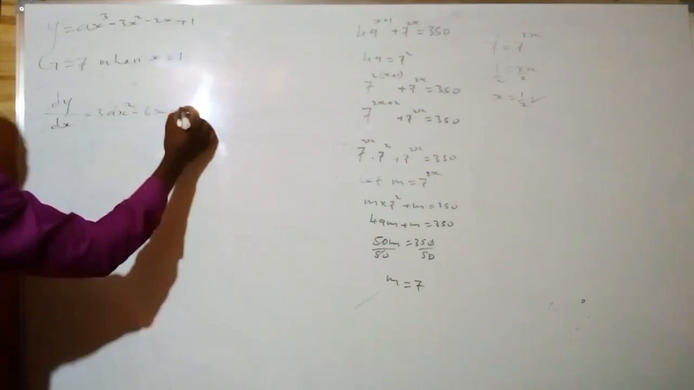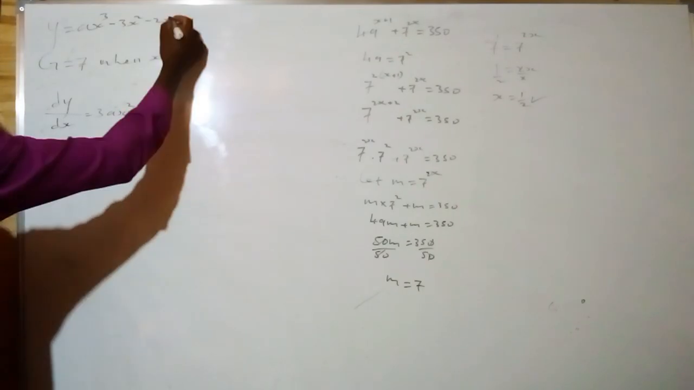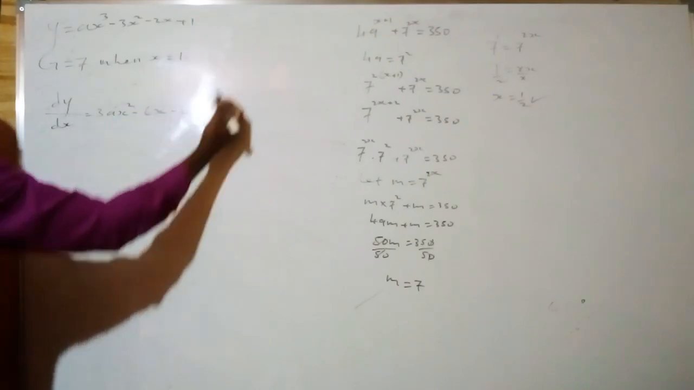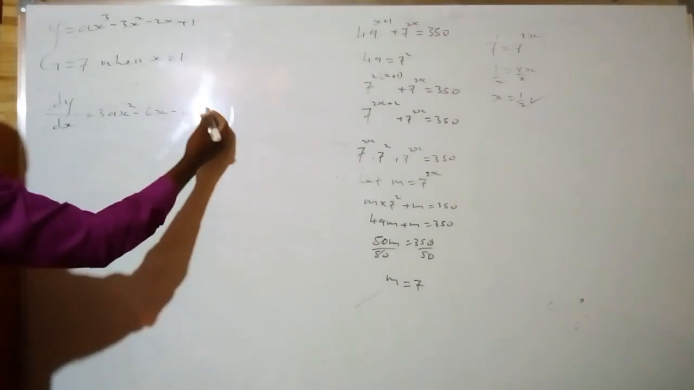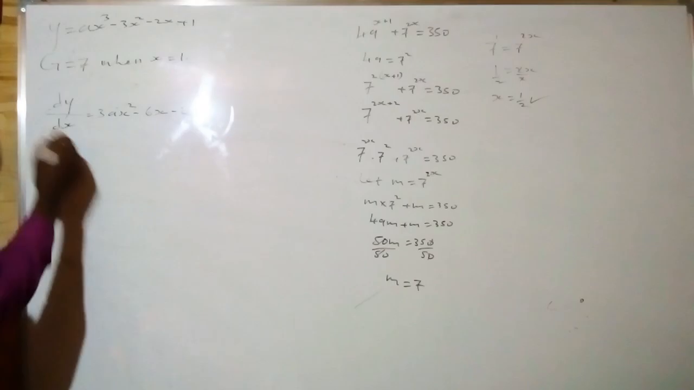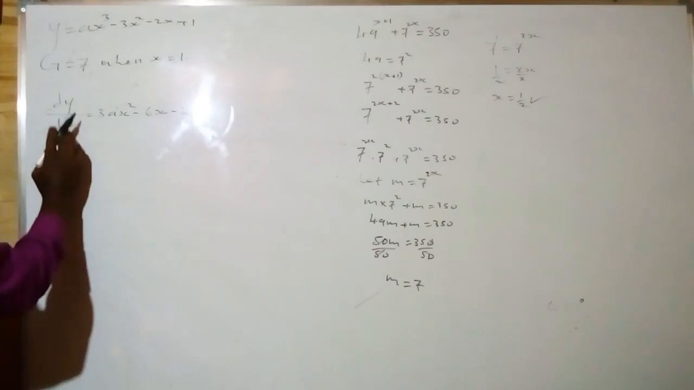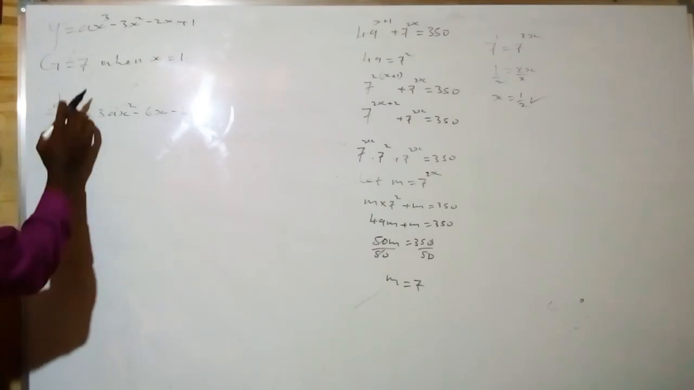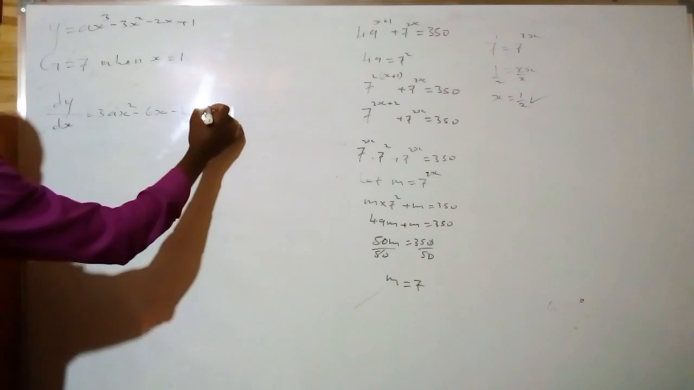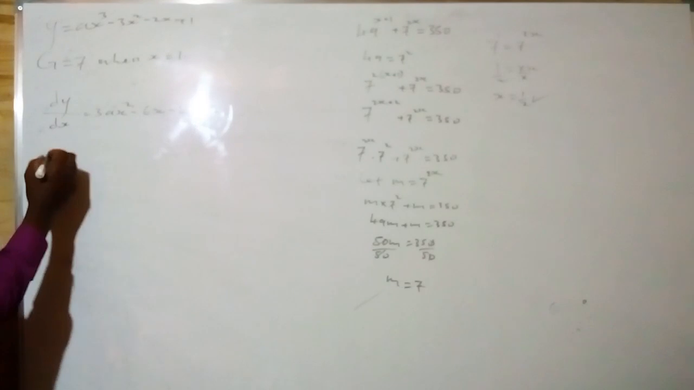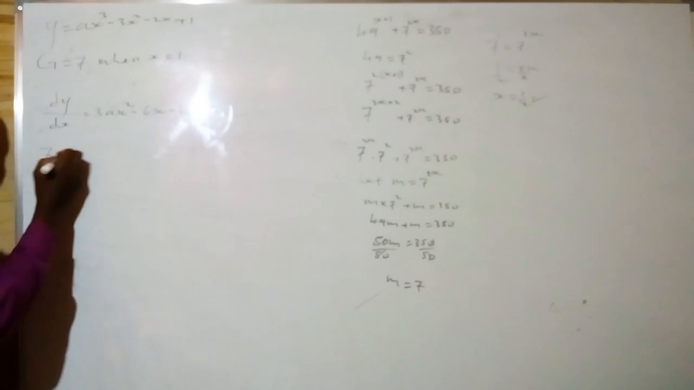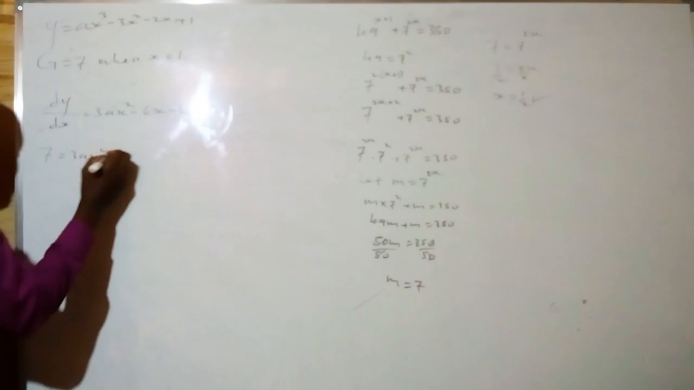Then x to the power 1 minus 1 is 0, so it will remain like that. This is the gradient, the equation of the gradient. But you'll be told that the gradient is 7. You are supposed to equate this equation with 7, like that. Now we say that 7 is equal to 3ax squared minus 6x minus 2.